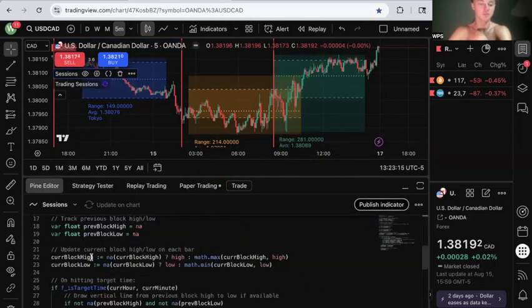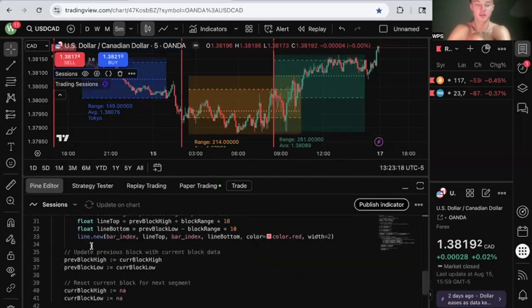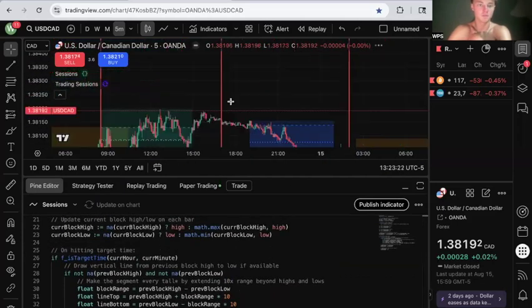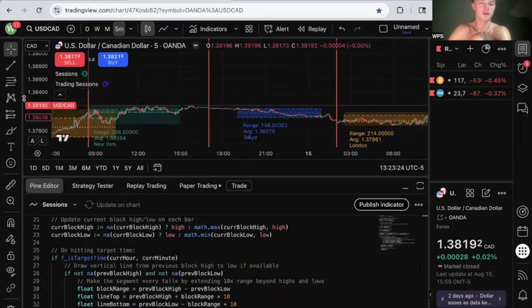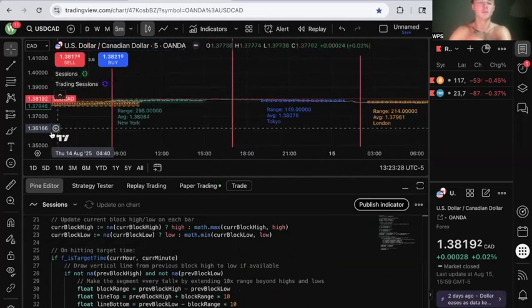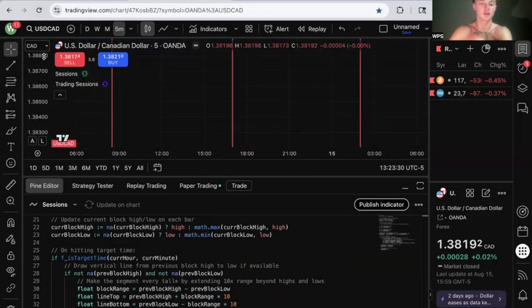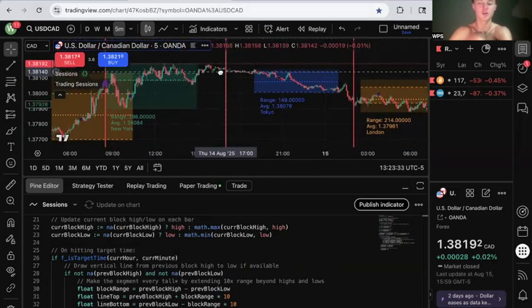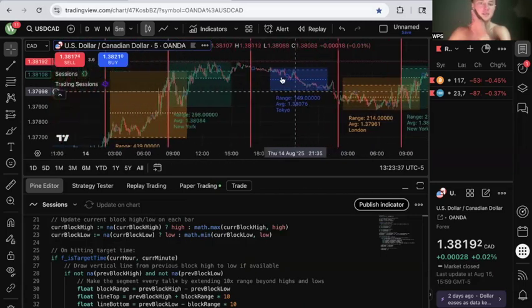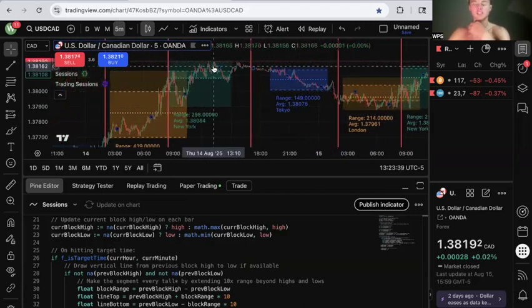a small, super simple Pine script chart that puts three red lines, one at the beginning of New York session, one in between the close of New York and the beginning of Tokyo, and one right before London session. So this just makes it a lot simpler to see exactly what sessions there are.